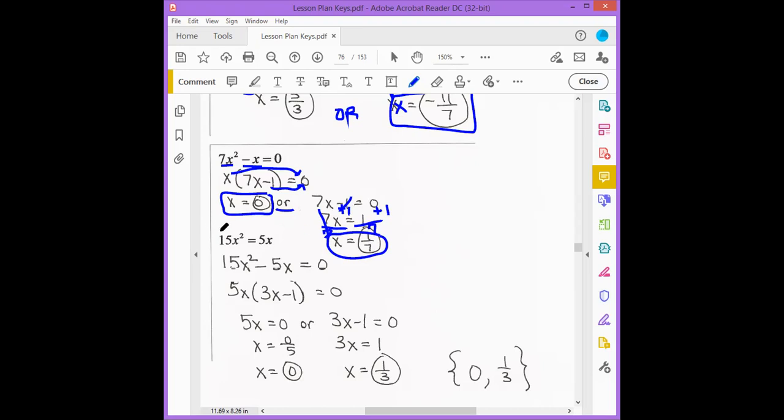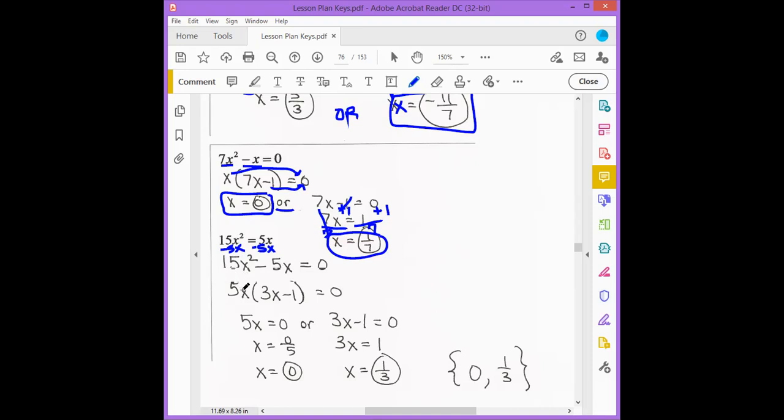In the next example, we got to factor again. But first, we want to set our equation equal to 0. So we need to subtract 5x from both sides of this equation. That leaves us with 15x squared minus 5x on the left side equals 0. Now we'll find our GCF. What is our greatest common factor? We could factor 5x from both 15x squared and minus 5x.